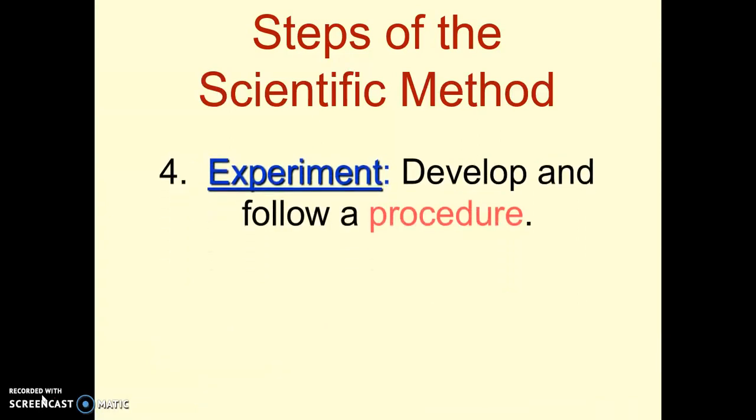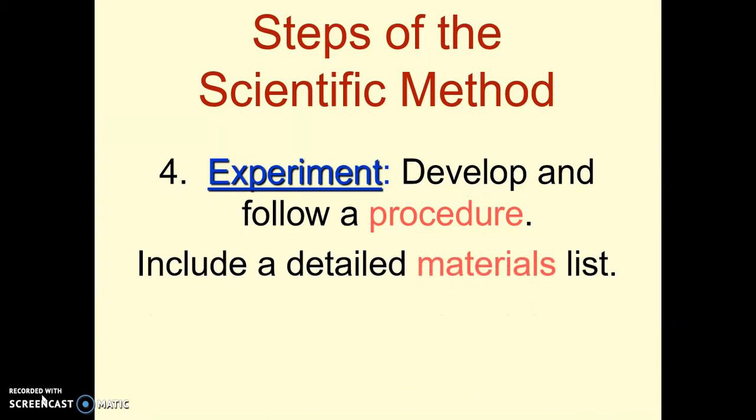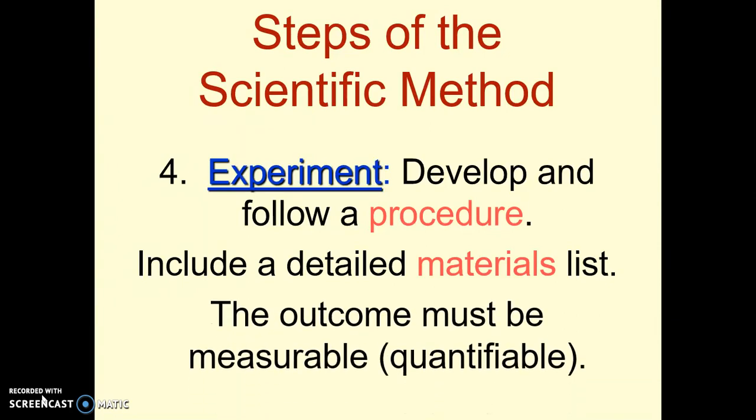The next step was the experiment. They have to develop and follow a kind of procedure. In this, you include all the details of the materials you are going to use and the steps you're going to follow for that experiment. One of the important things about the experiment is that you have to end up with measurable or quantifiable data, so that you can analyze it and come to a conclusion from that.